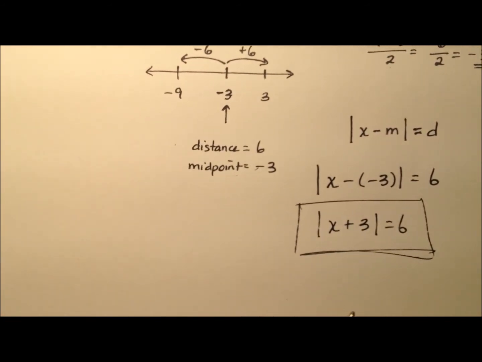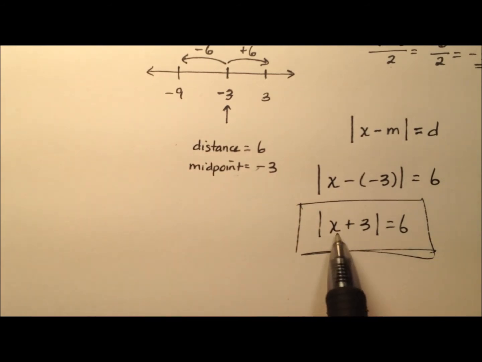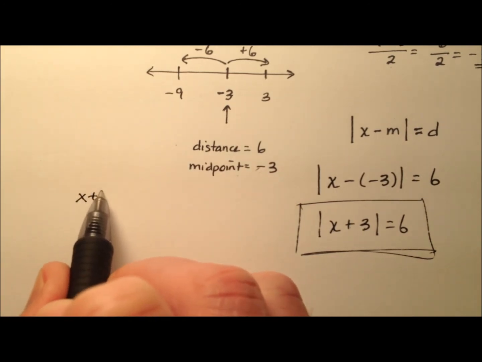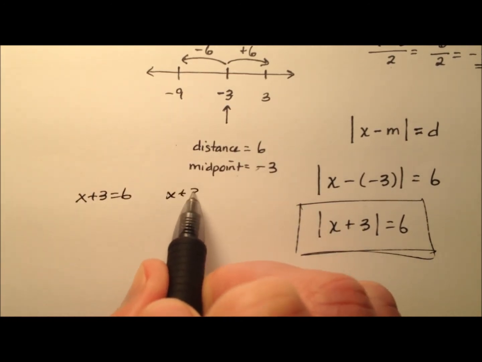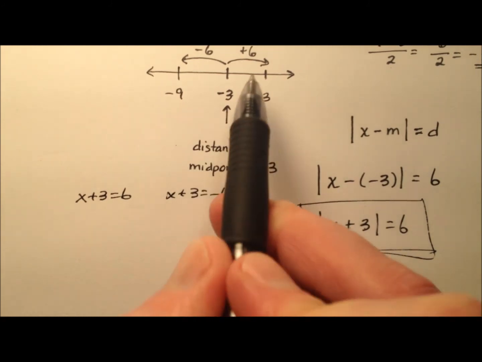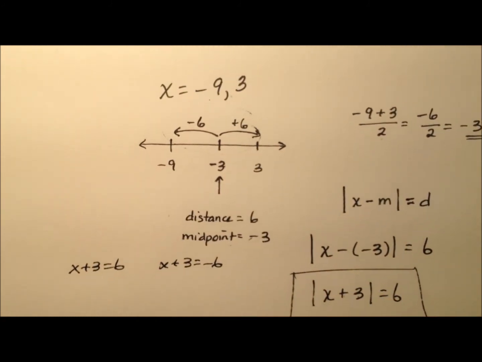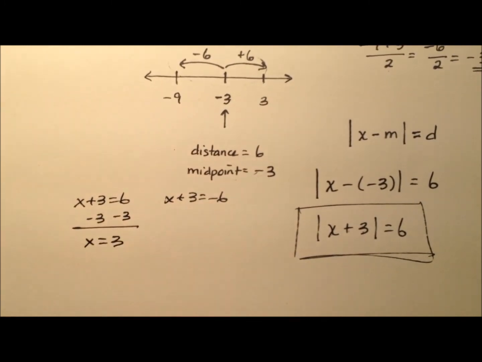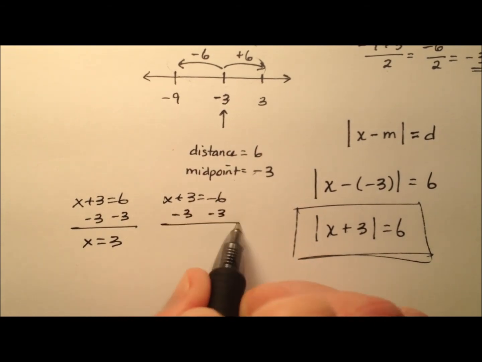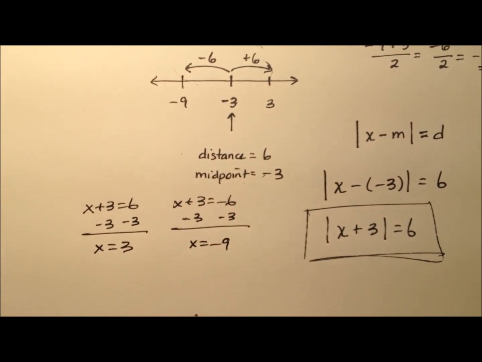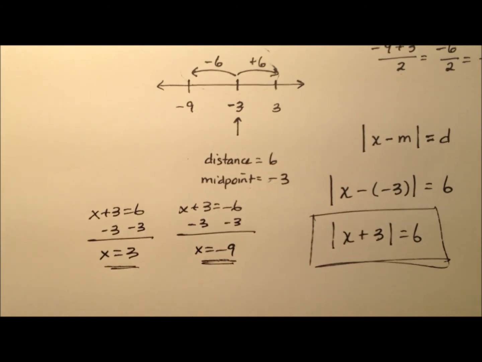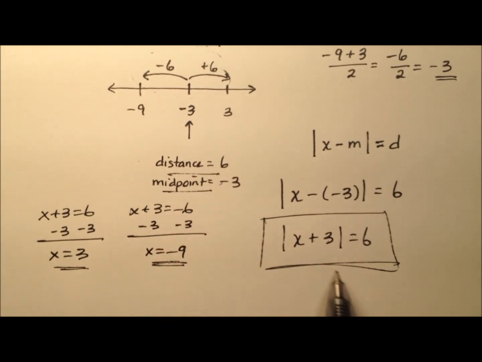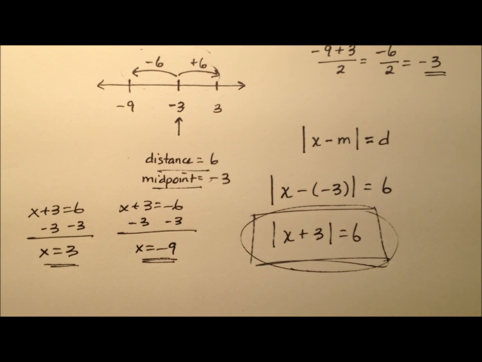But just to be sure, we could go ahead and solve that. So if you have the absolute value of x plus 3 equals 6, well, the x plus 3 could equal +6, or the x plus 3 could equal -6, as we saw in our distances here. Okay, so when I subtract 3 from both sides, this one's x equals 3. And when I subtract 3 here, x equals -9. So here's my -9 and +3. And I got it by finding the midpoint and the distance between there and setting up my equation just like that.